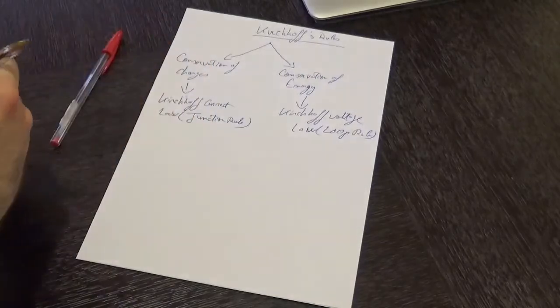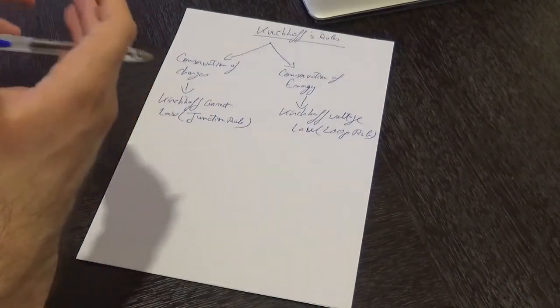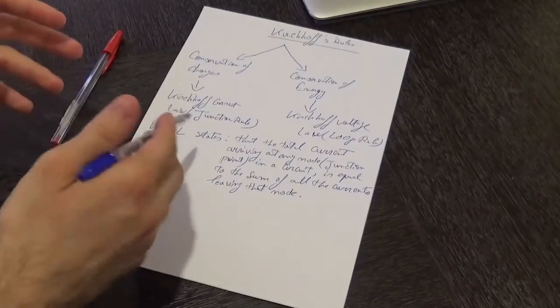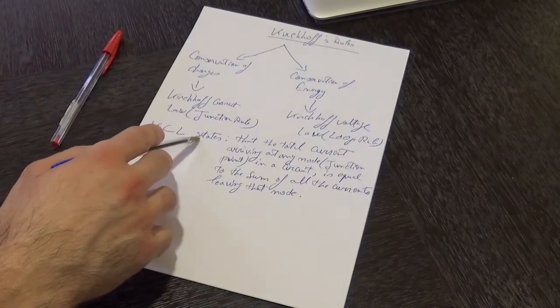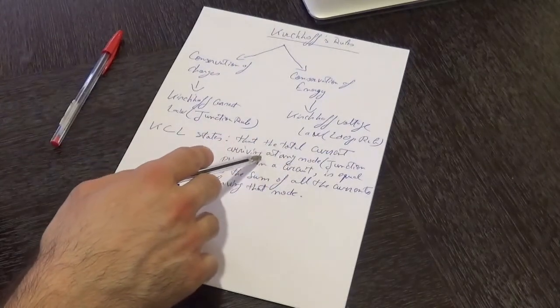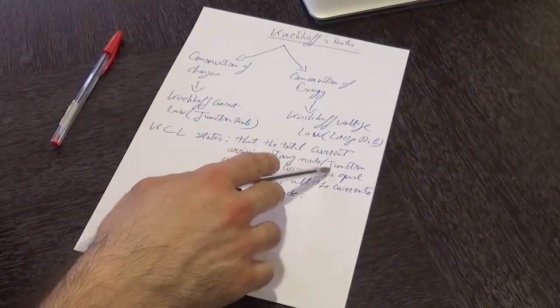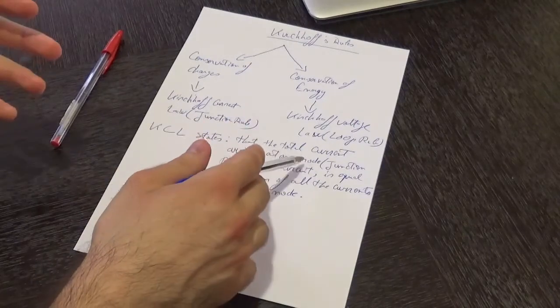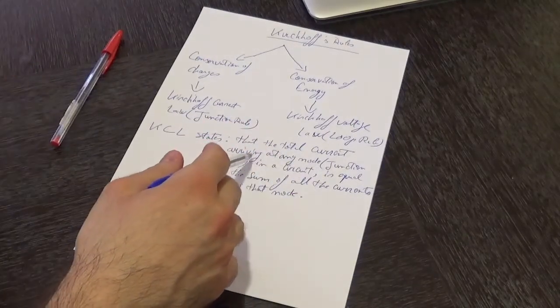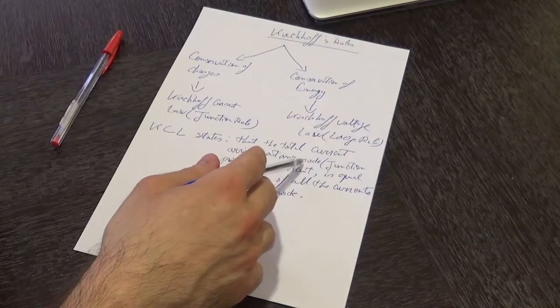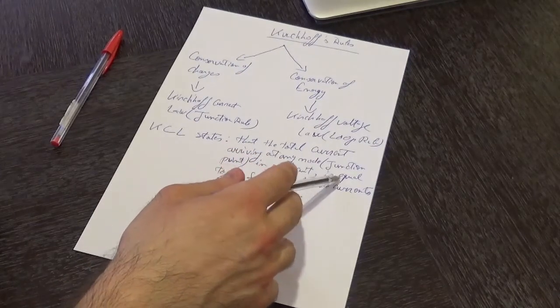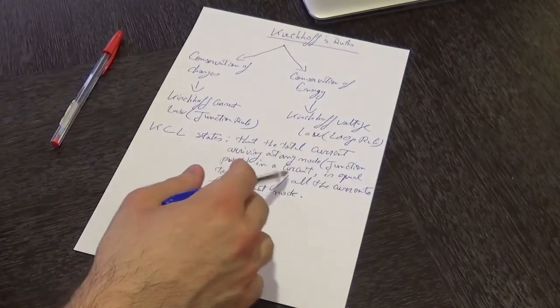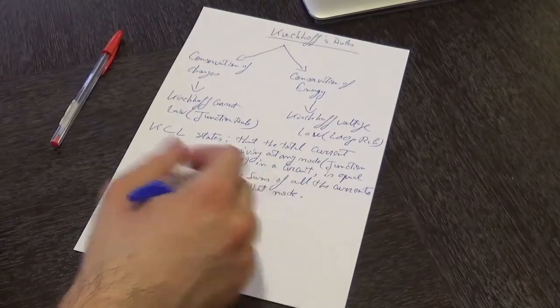Starting with Kirchhoff current law. So what's actually Kirchhoff current law? Kirchhoff current law, or simply KCL, states that the total current arriving at any node or junction point, and later on we are going to define what a node or a junction point is, is equal to the sum of all the currents that are leaving that node.